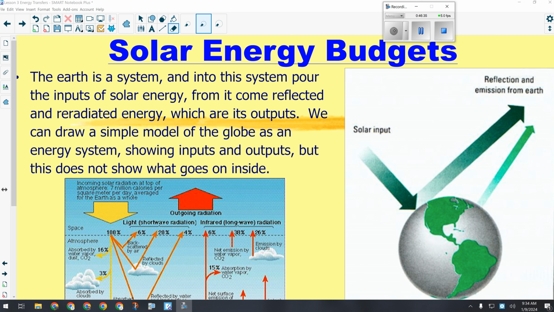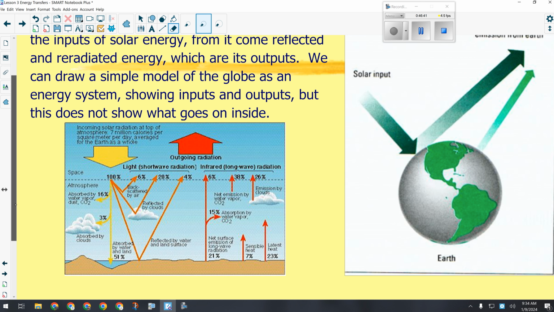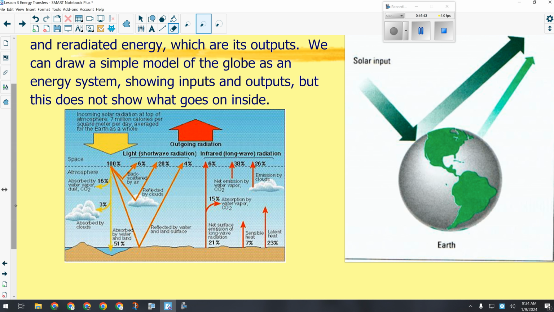Okay, so now we're going to talk about energy transfers on a global scale. Obviously, the Earth is a system, and it is not this simple. It is not a matter of energy comes in and it either bounces off or gets absorbed. It is far more complex than that.